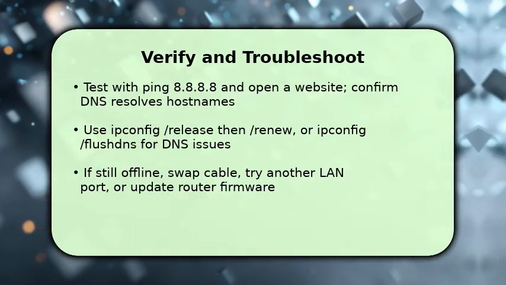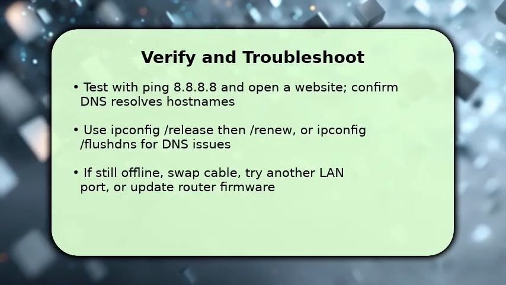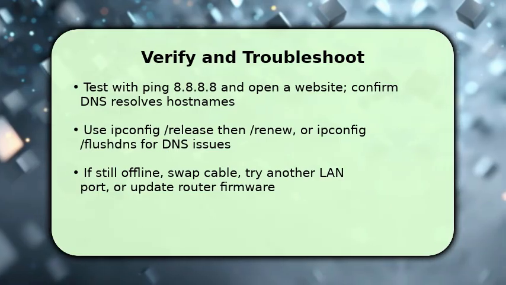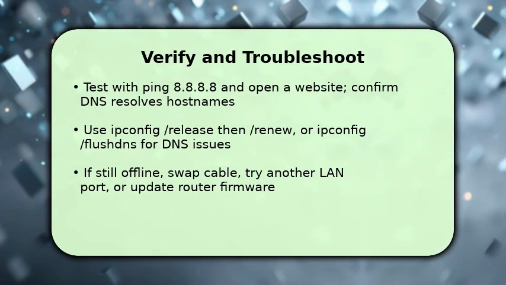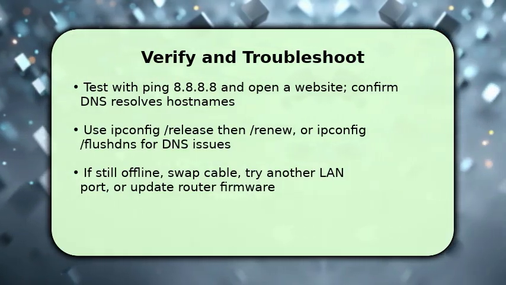If you see problems, run ipconfig /release and ipconfig /renew and ipconfig /flushdns to reset IP and DNS caches. Make sure to test another cable or router port if the link lights are dim. Swapping the cable is the single most effective troubleshooting tip in most LAN failures.